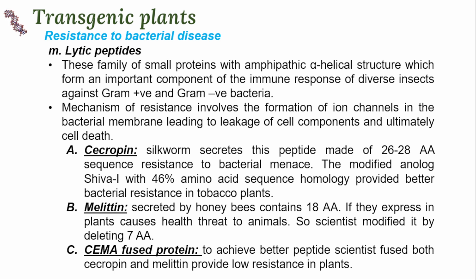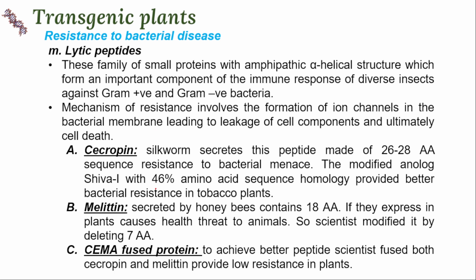Here, some of the peptides are very important for you, which are mainly produced from different insects that resist the bacteria. Take an example here: sarcotoxin is mainly secreted from the silkworm. It contains 26 to 28 amino acids that mainly resist the bacterial infection. Remember, when you introduce these sarcotoxin genes into the plant cell, definitely plants also produce this chemical and then resist the bacterial infection.